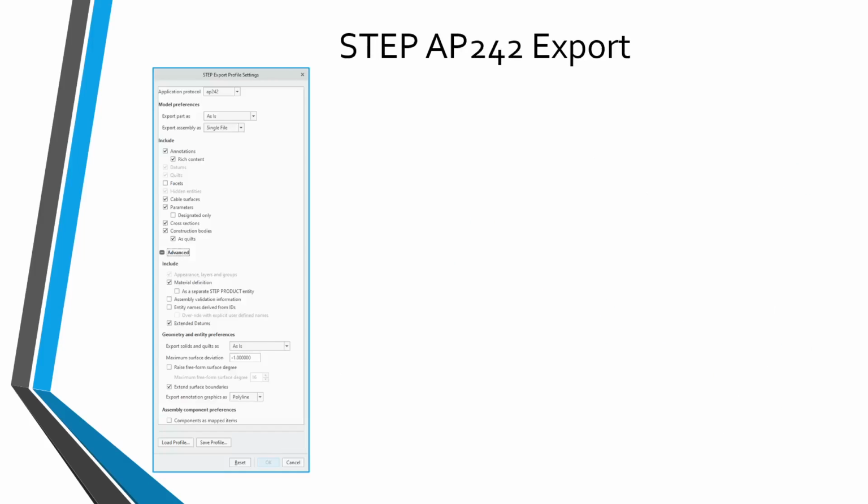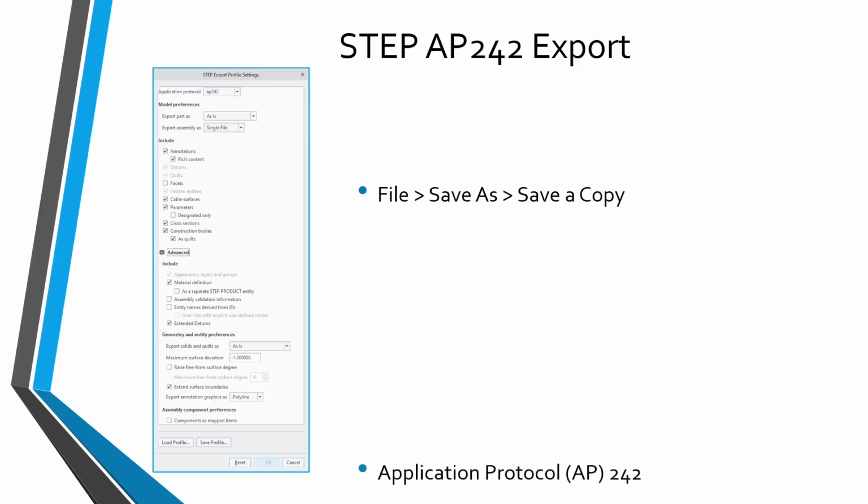So, protecting your intellectual property, you can do that by saving your different models out to the STEP AP242 format. You can do that by going to File, Save As, Save a Copy, and then choosing STEP as the kind of file that you want to use.